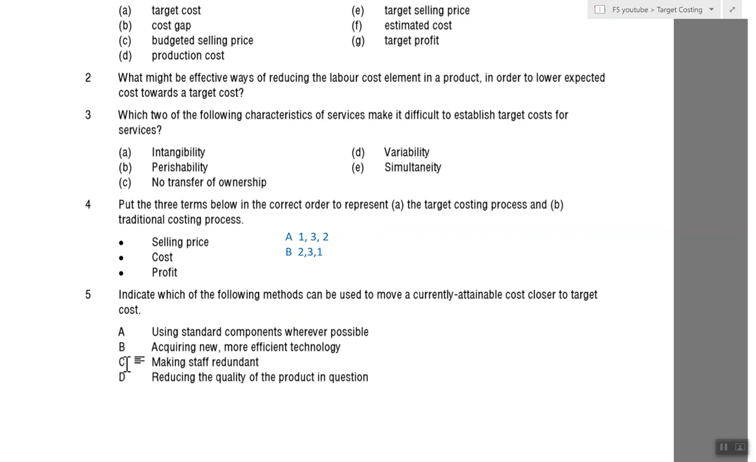But acquiring new, more efficient technology, standard components, yeah, both of them are correct actually. I will select both. You will notice that one, but remember they can make mistakes. So using standard components wherever possible, don't use bespoke components, and acquiring new, more efficient technology as much as possible.